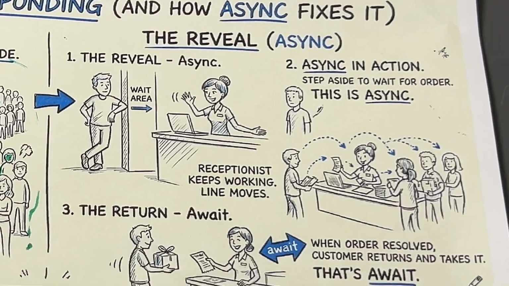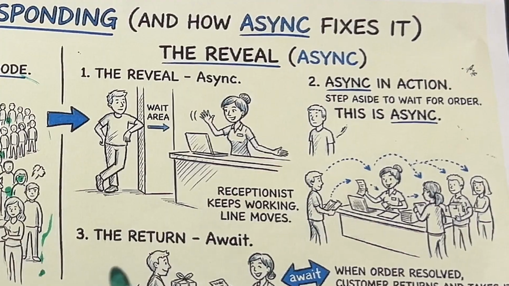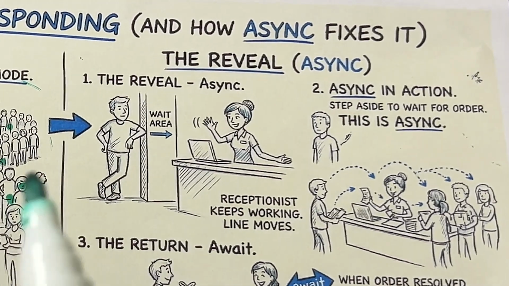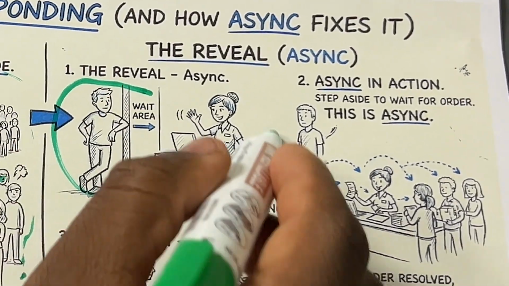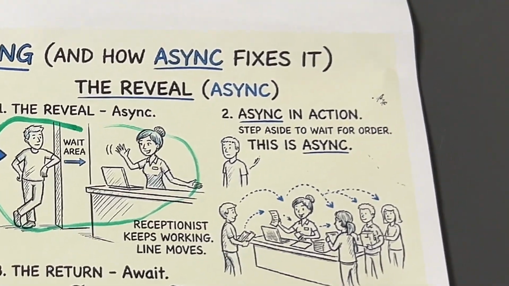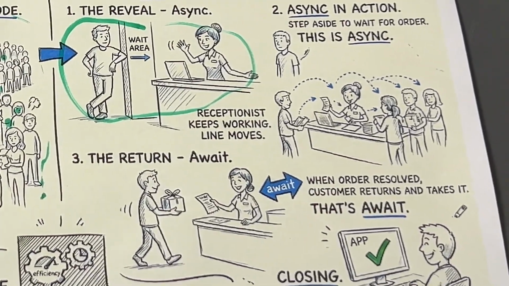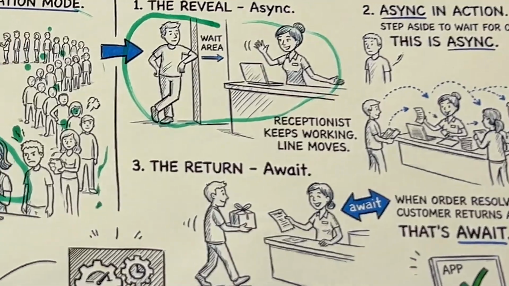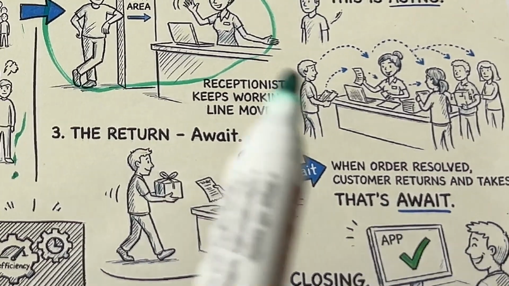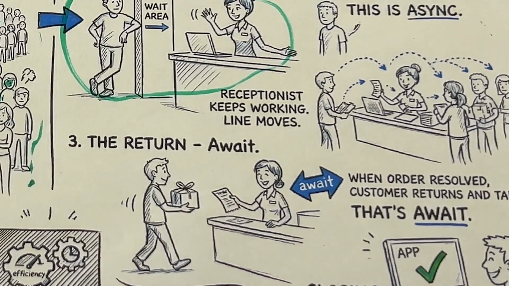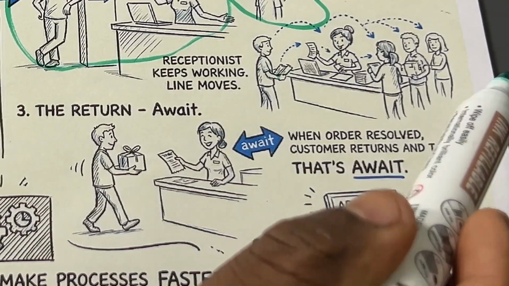The way async works is this: the receptionist would keep the line moving, and the way the receptionist does that is that he creates a waiting area. He instructs the first customer that placed the order to step aside and wait for his order while the receptionist attends to the next person. This is what async does. It's not like the receptionist is attending to all of them at the same time. That's not what async does.